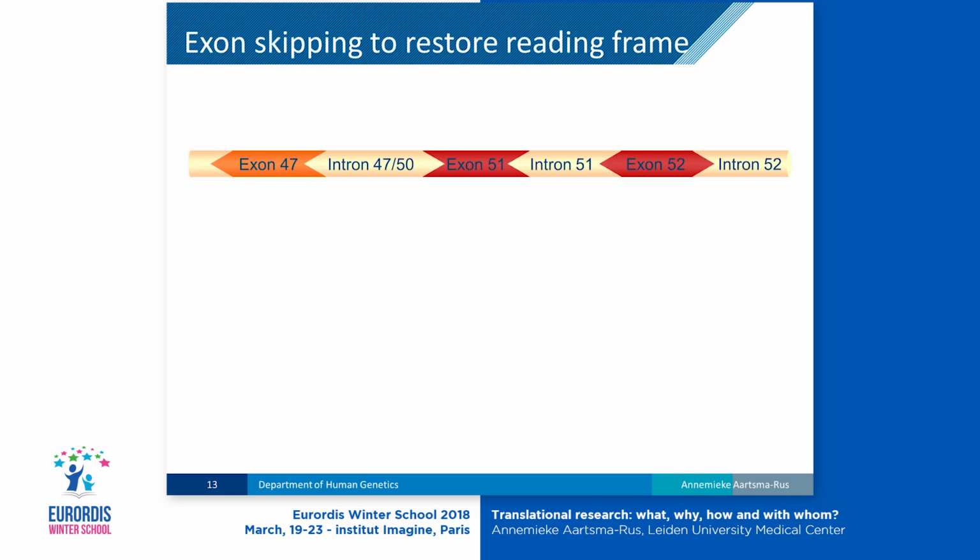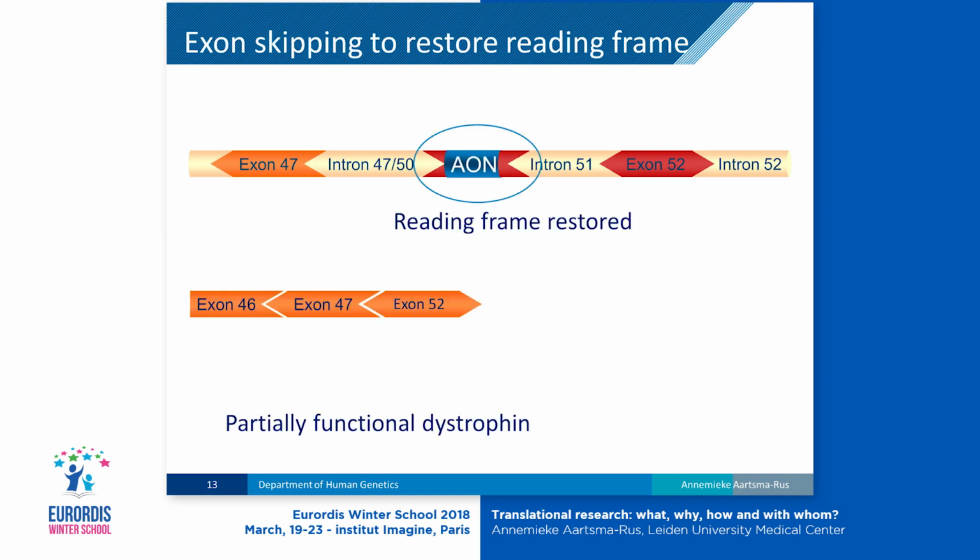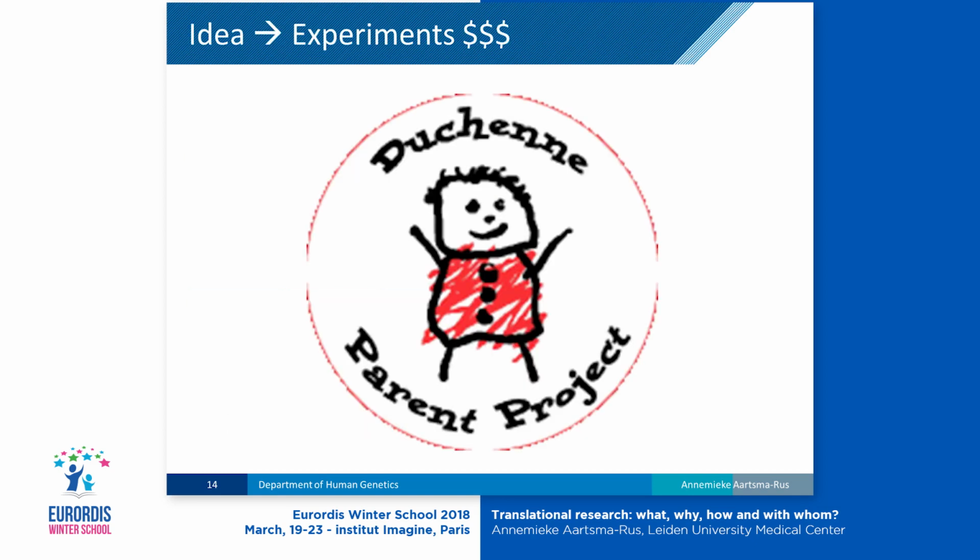We can do this with very small modified pieces of RNA called AONs, antisense oligonucleotides. These specifically recognize this exon, hide it from the splicing machinery, and now the splicing machinery will just look for the next exon. This one is hidden, so it now connects 47 to 52. And that restores the genetic code, and now a Duchenne patient would be able to make a Becker-like protein, in theory.